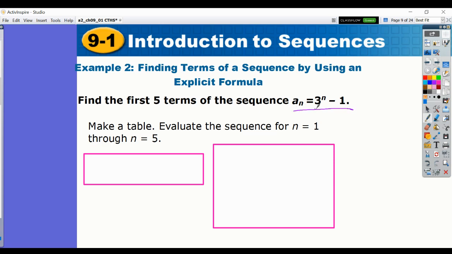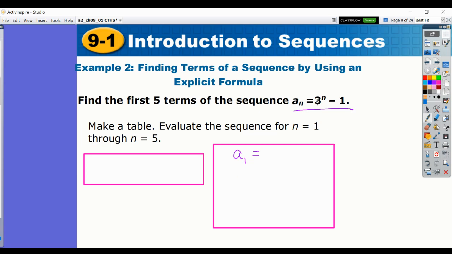Why is it not recursive? There's no a over here. Okay, a sub n means the term number. n is the number. The a sub n is the value of the term. Sorry, n is the number. So if I want to find the first term, well, guess what? They didn't give me the first term. But the first term is a sub 1, right? That's when n equals 1.